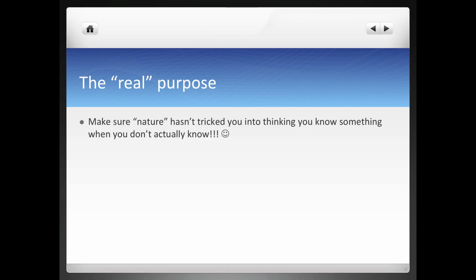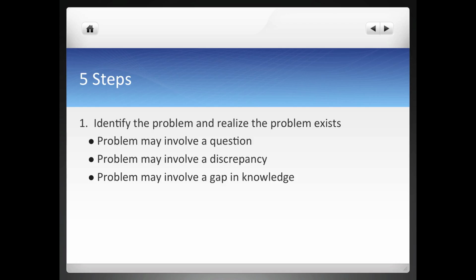That's extremely important, guys, in the scientific inquiry process. And of course, you probably know what's going to happen. I'm going to give you a situation on an exam or homework assignment, and you're going to run through the 5 steps and tell me what you would think at each step. So the first step, identify the problem, realize the problem exists.